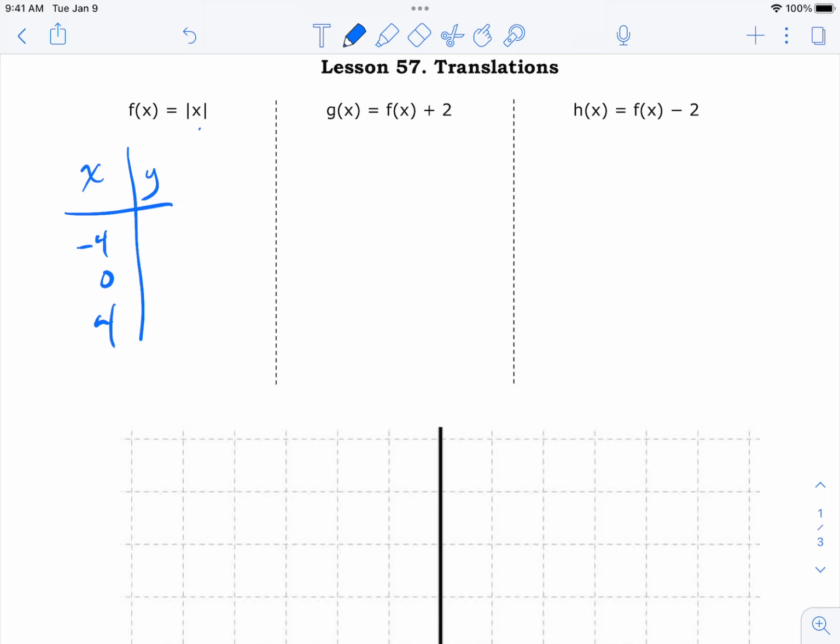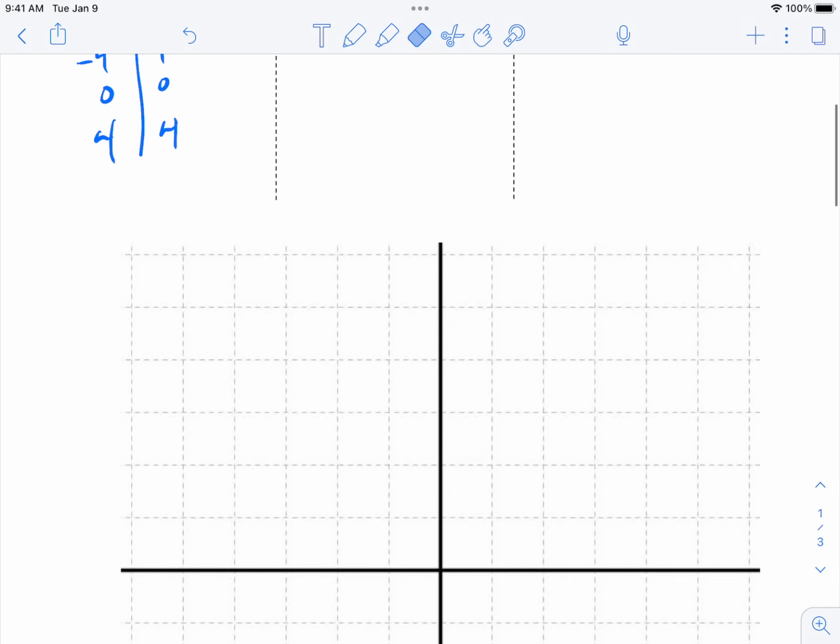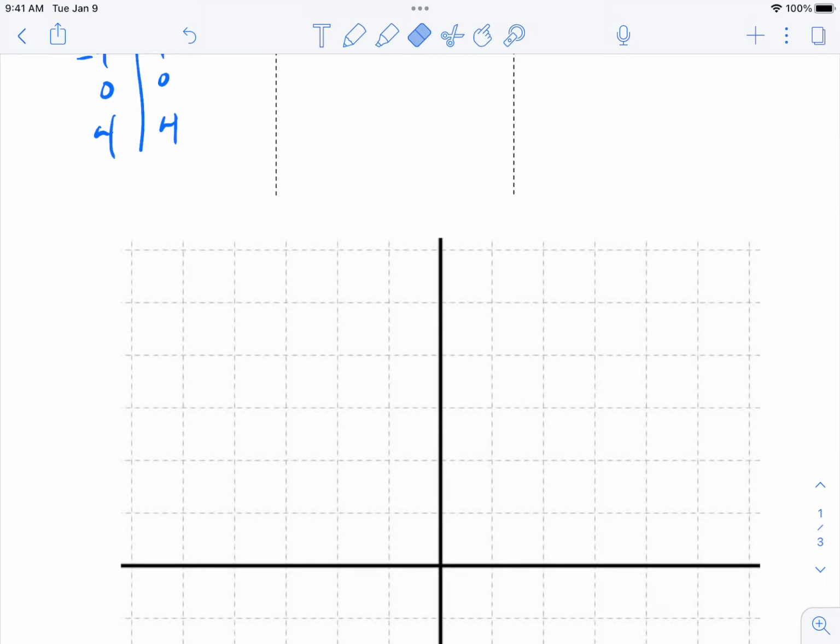When you plug in -4, of course, you take the absolute value and get 4. When you plug in 0, you get 0. When you plug in 4 and take the absolute value, you get 4. So, you remember what this looks like, right? When you plug in x equals -4, that's over here. You come up to y equals 4, that's up to here. You give yourself a nice little point. When you plug in x equals 0, y equals 0. When you plug in x equals 4, y equals 4.